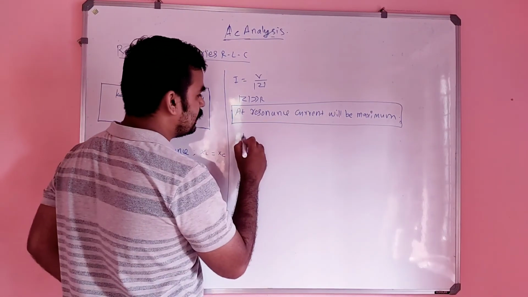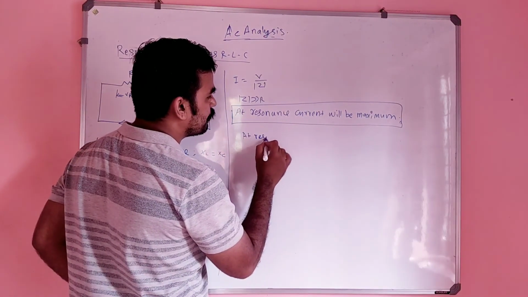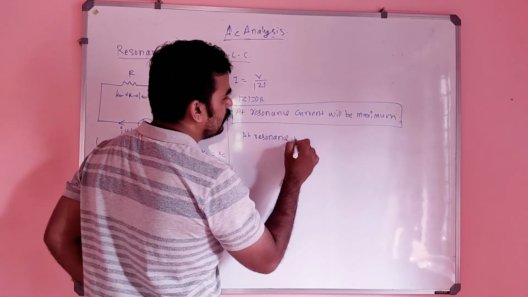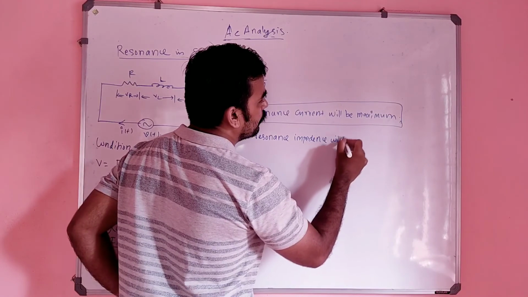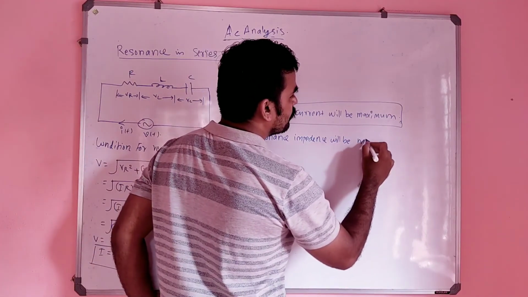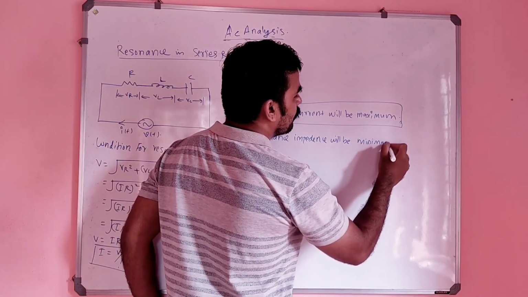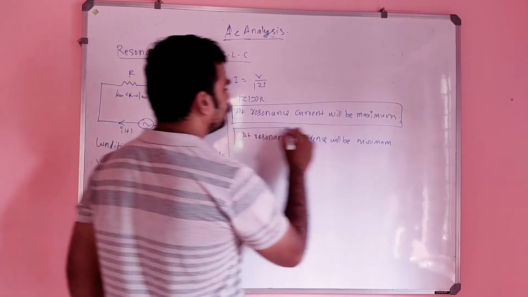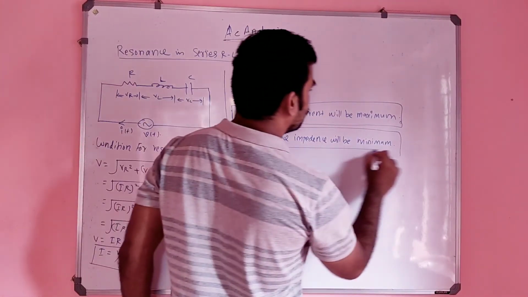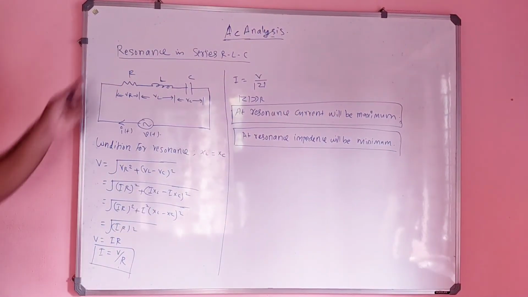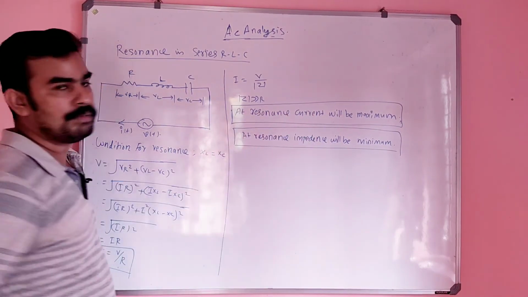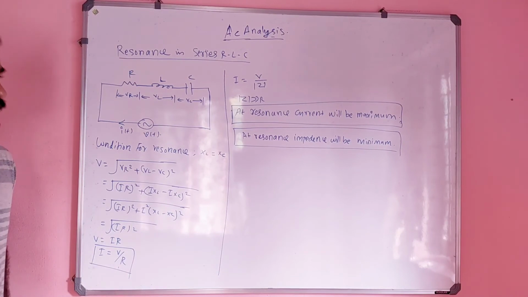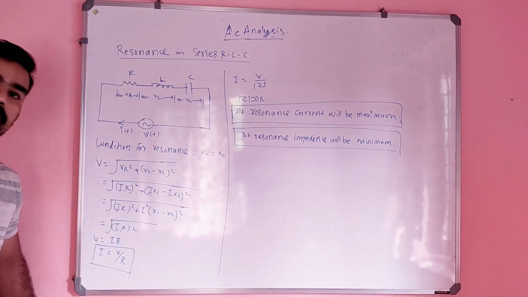Or we can say that at the resonance, impedance will be minimum. Impedance will be minimum at series resonance, right? If series resonance happens, at the series resonance, current will be maximum, and at series resonance, the impedance will be minimum.